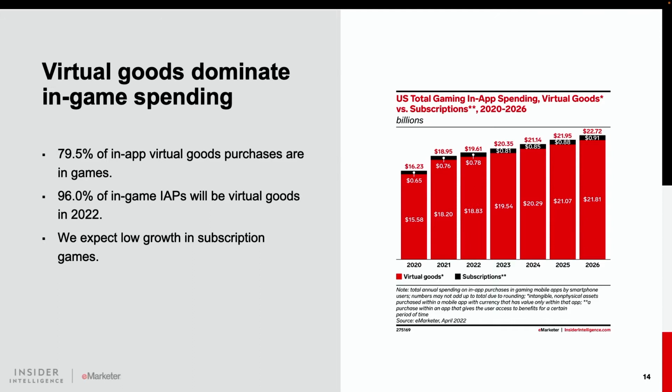So the majority of virtual goods spending is, not surprisingly, in games. If you just think about how many premium games people buy and how many virtual currencies people have within games, or extra lives, or extra energy that you can buy with purchasing, it's really one of the main ways that games monetize. And all of those app downloads and microtransactions will add up to about $18.8 billion in 2022 in the US, which is about 79.5% of all virtual goods spending across app categories. And it's also about 96% of in-game in-app purchases. So it's all about virtual goods when you're talking about games.